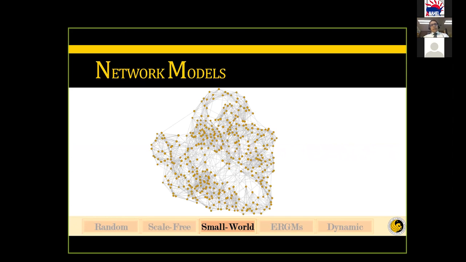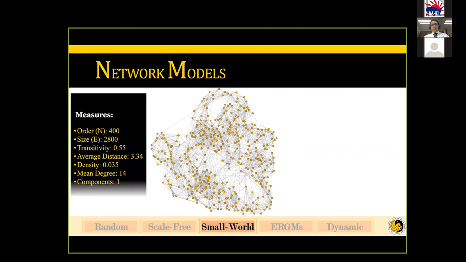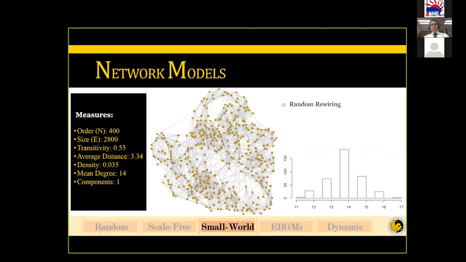And as you can see here, the transitivity is very high. We have almost half of that, so 55.55 here shows that these nodes are connected to nodes around them first, and then there are some random connections between long distance nodes that you can see here. The distribution in this one is also following the Poisson distribution or normal distribution.